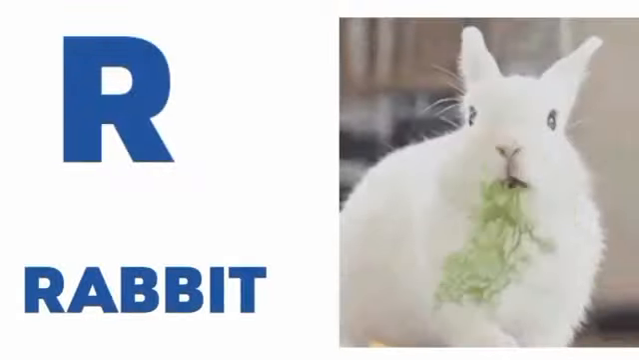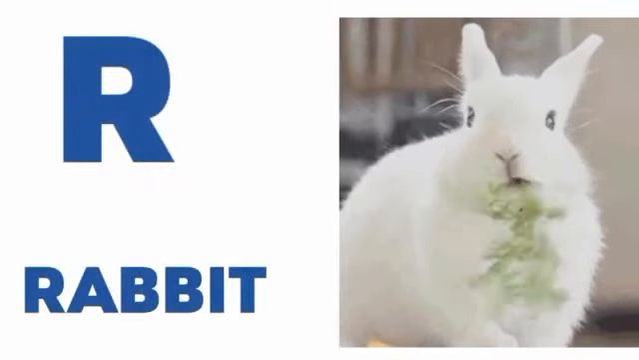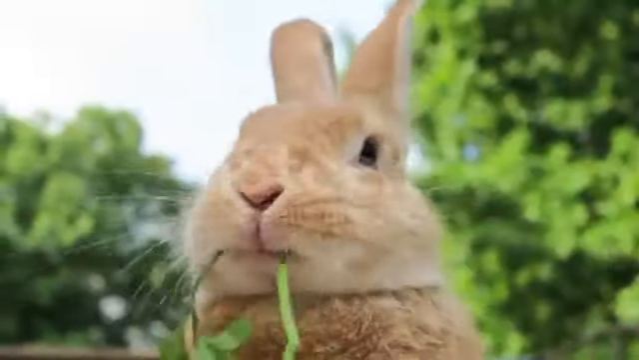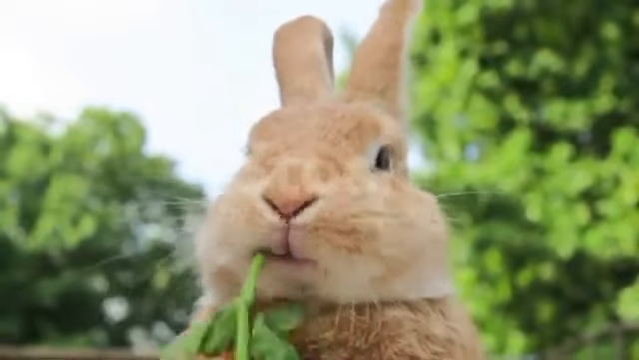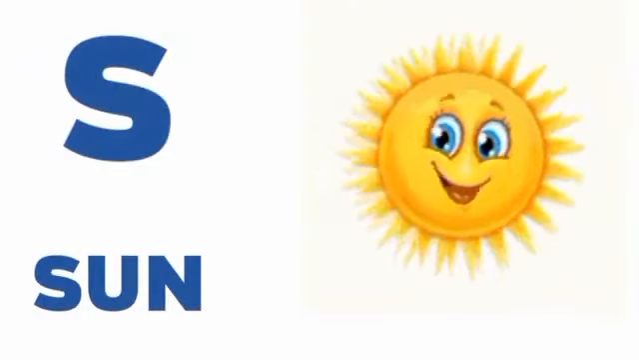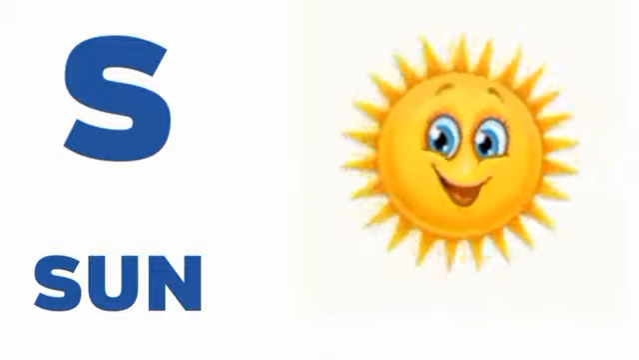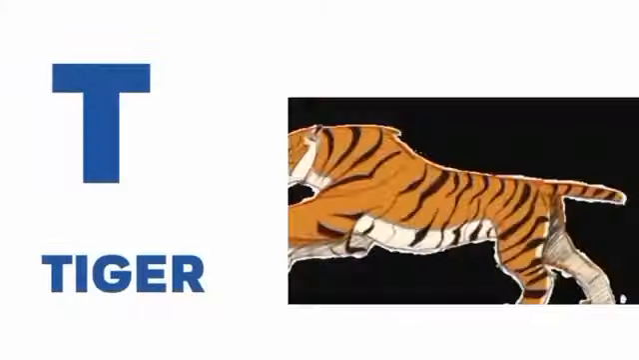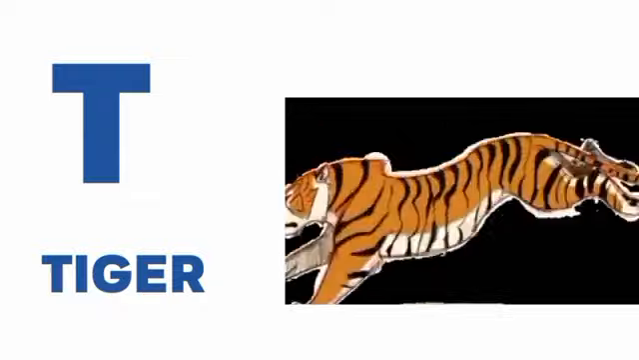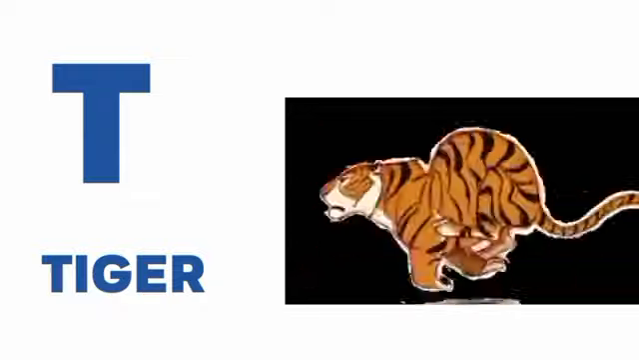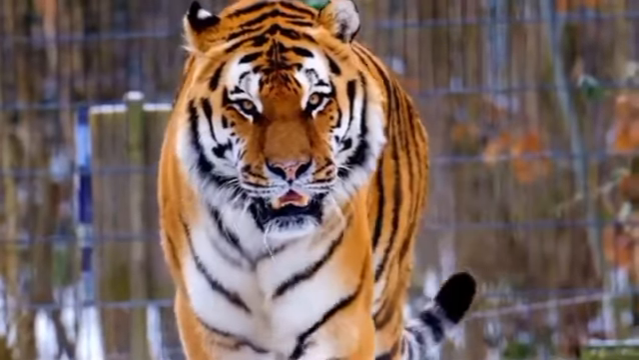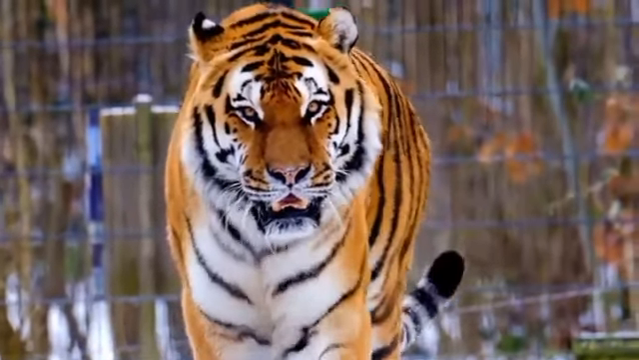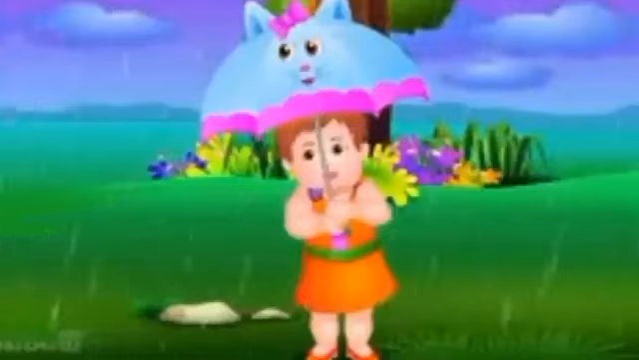R for rabbit. S for sun. T for tiger. U for umbrella.